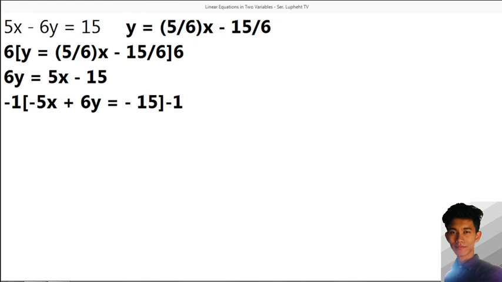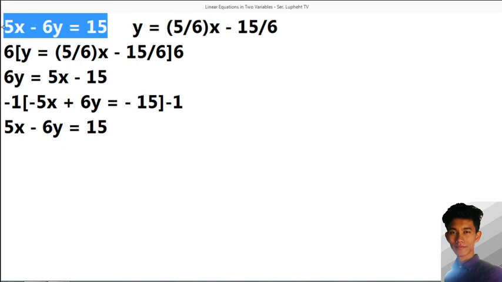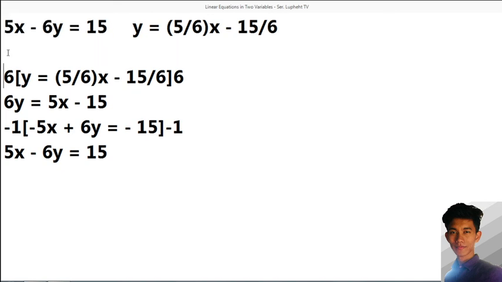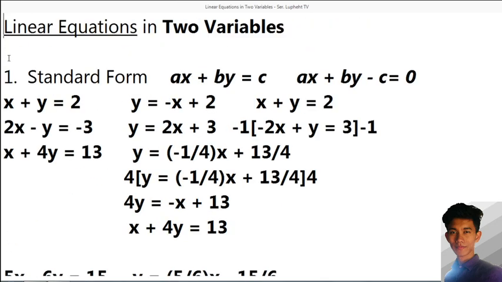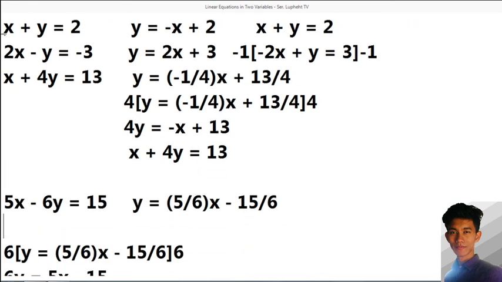Okay? So, meron na tayo ditong 5x. And then, negative 1 times positive 6y, that is negative 6y. And then, sa right side ng equation, negative 15 times negative 1, that is positive 15. And then, mapapansin nyo na yan din yung sagot natin dito, or yung given natin nung simula pa lang. Okay? So, I hope na naintindihan na po natin paano ililipat, no? From standard form to slope-intercept form, at from slope-intercept form, pabalik naman sa kanyang standard form.